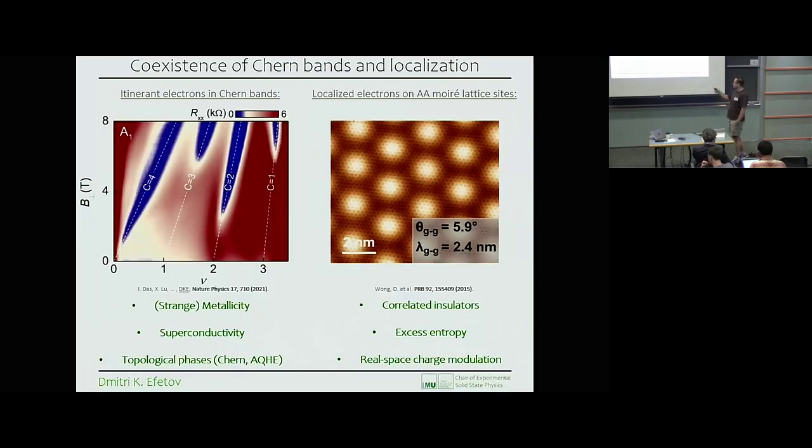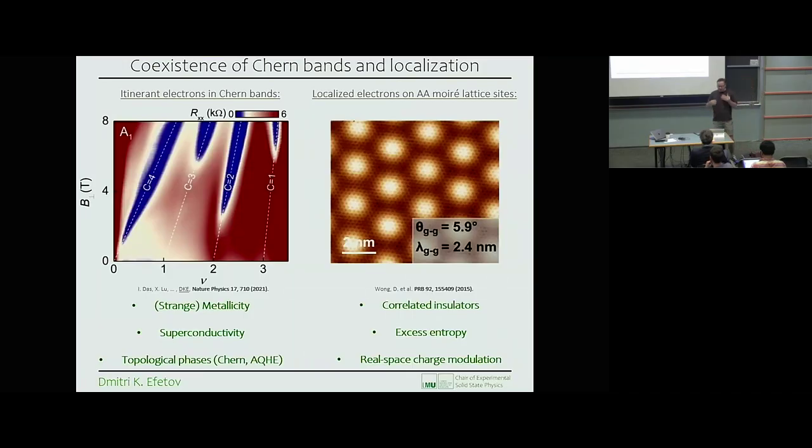And of course, we also observed over the years many different topological states, like is seen here with the topological Chern insulators. And then, of course, the other side of the story is that at integer fillings, there were a lot of localization effects. We observed correlated insulator states where the electrons really would localize on the lattice sites and form Mott-like insulators.